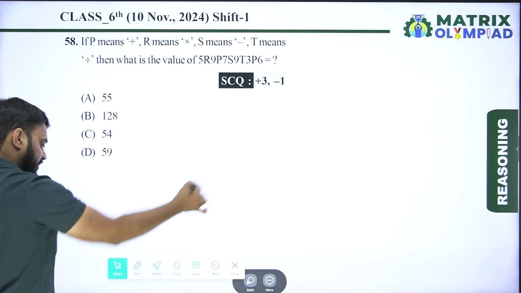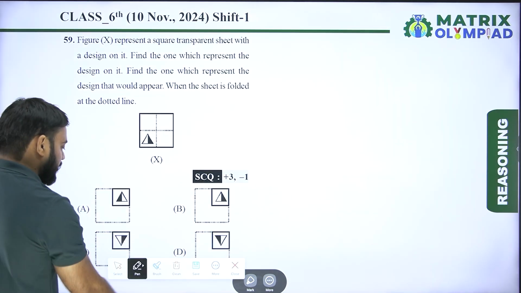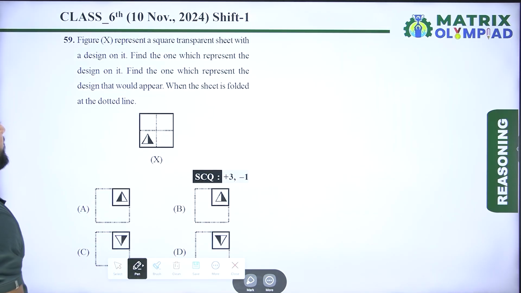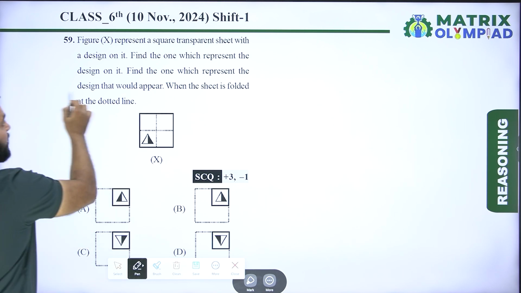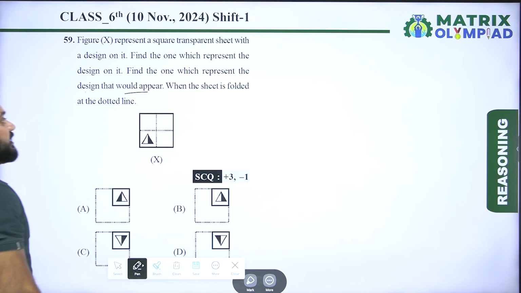Let's move on to the next question. Now the next question is question number 59. Figure X represents a square transparent sheet with a design on it. Find the one which represents the design that would appear when the sheet is folded at the dotted line.